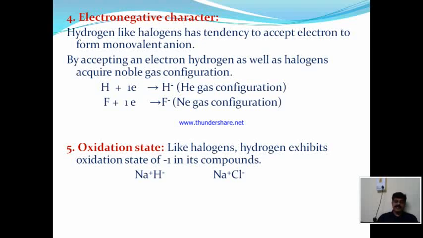Oxidation state. Like halogens, hydrogen exhibits an oxidation state of -1 in its compounds. Look here, in the case of sodium hydride, the oxidation state of hydrogen is -1, similar to sodium chloride, where chlorine exhibits -1 oxidation state. In that way, we can say that the oxidation states of halogens and hydrogen are similar in their compounds.